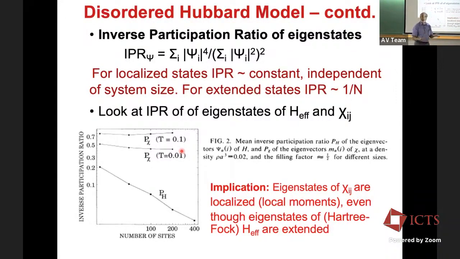So this is saying very clearly that the magnetization vectors that are unstable are very localized, pointing to the fact that there are local moments happening, that there are specific sites where there's an instability and it stays in the vicinity of that site. It's not diffusing over the entire thing. So basically the implication of this plot on the left of the inverse participation ratio is that eigenstates of the susceptibility matrix are localized, they're local moments, whereas the eigenstates of the Hartree-Fock Hamiltonian are extended, suggesting that there are extended one electron states in the problem and you have a metal.